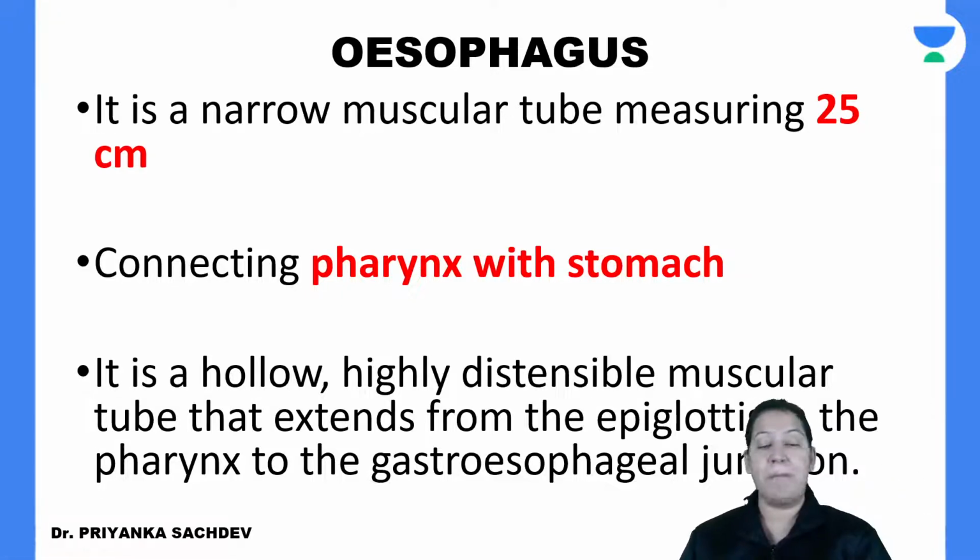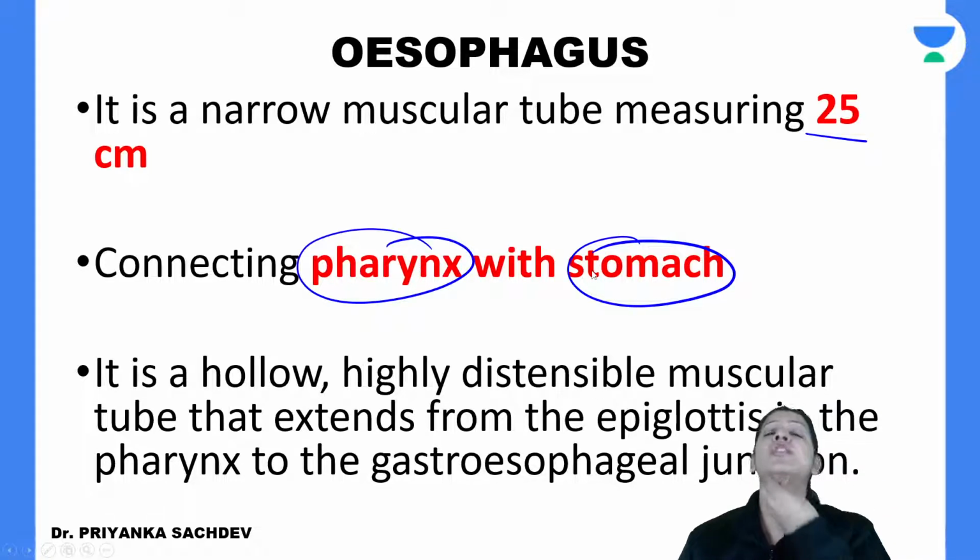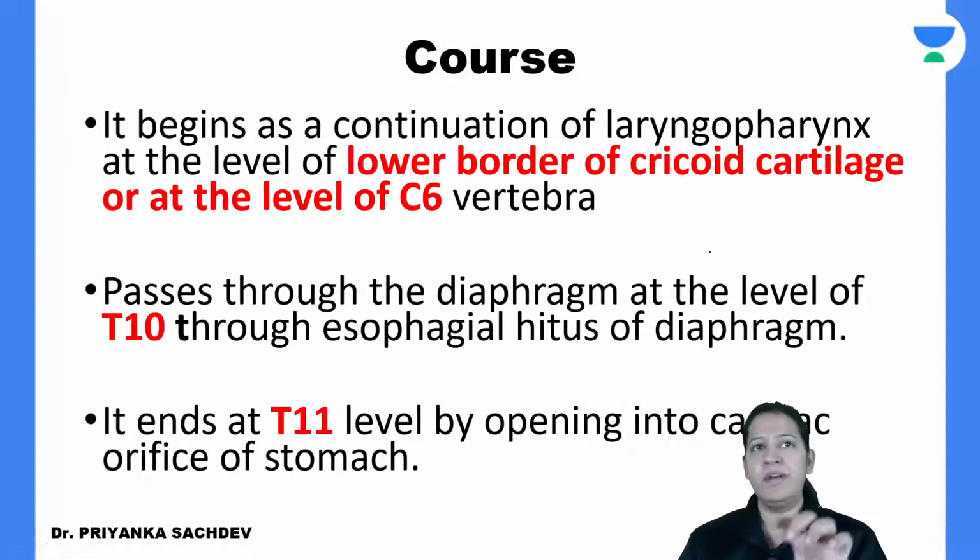Before starting the pathologies, you should have an overview of the anatomy and the normal histological diagram of the esophagus. So we know esophagus is a narrow tube which connects the pharynx with the stomach. It is a food pipe which connects the pharynx with the stomach, and it is 25 centimeter long. So what is the starting point of it and what is the end point of it?